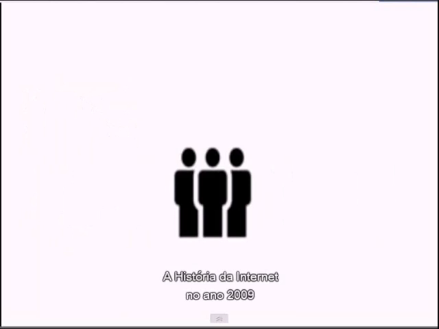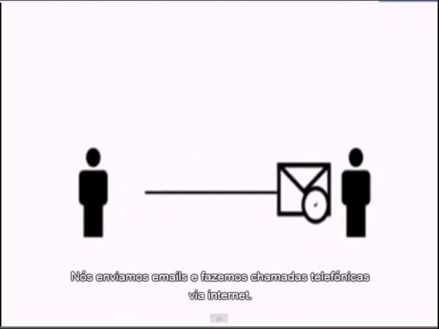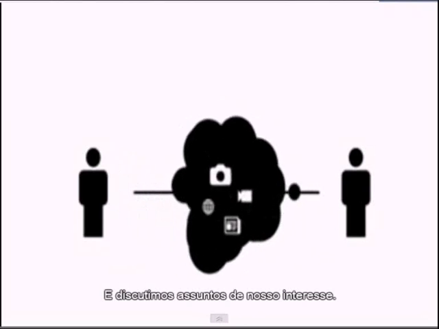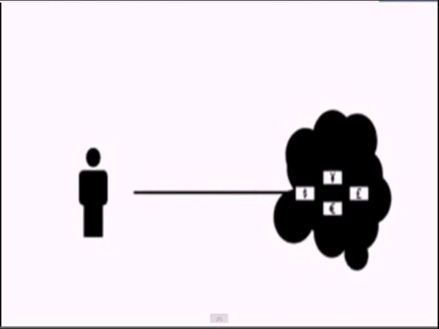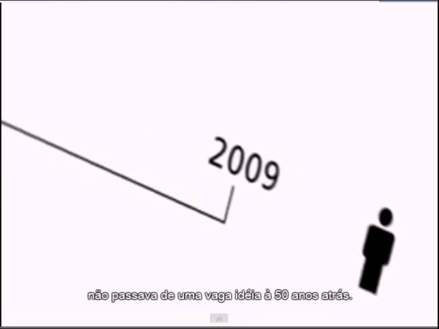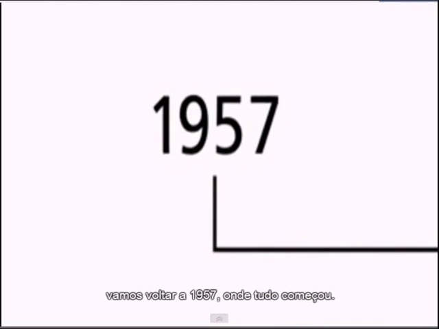The Internet in the year 2009. We send emails, make calls over the Internet, and discuss topics we take an interest in. Even our banking is going virtual. But what we take for granted today was only a vague idea 50 years ago. In order to understand how we got this far, let's go back to 1957, when everything began.